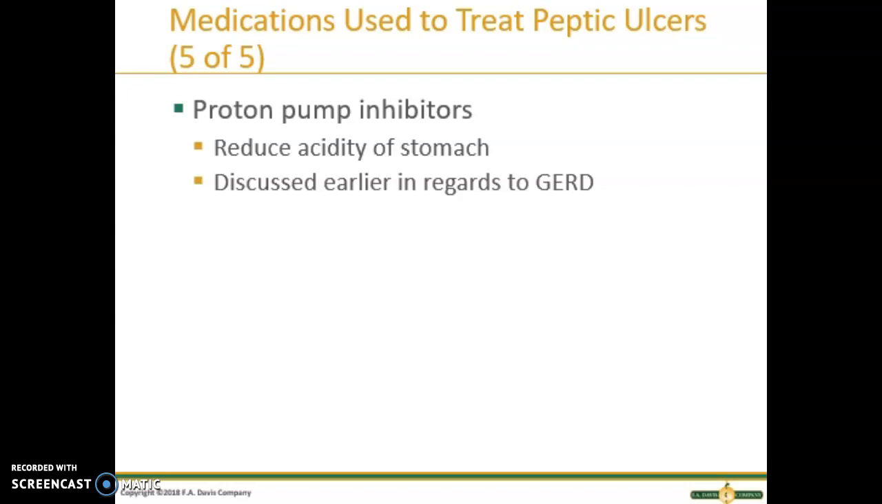Proton pump inhibitors, they reduce acidity in the stomach, and this was also discussed earlier in regards to GERD.